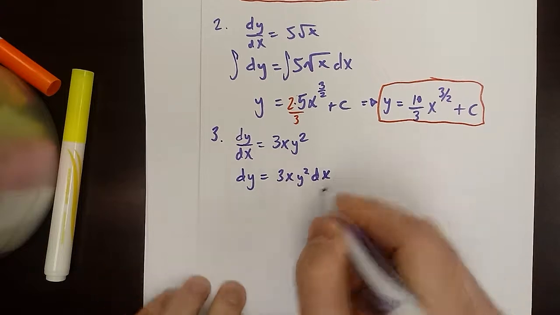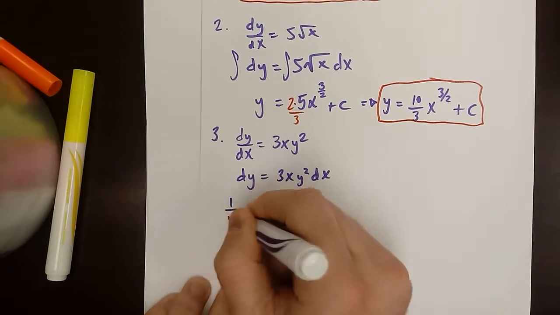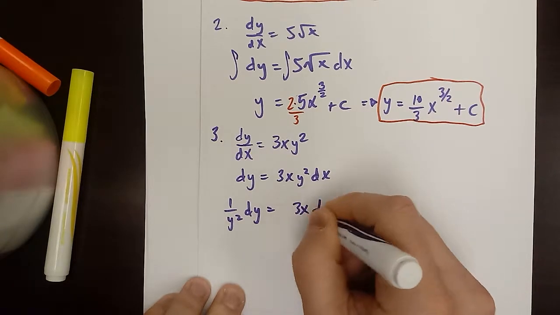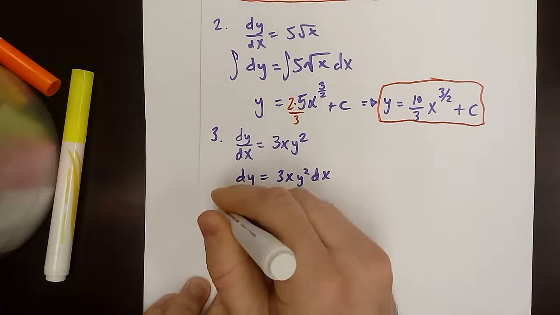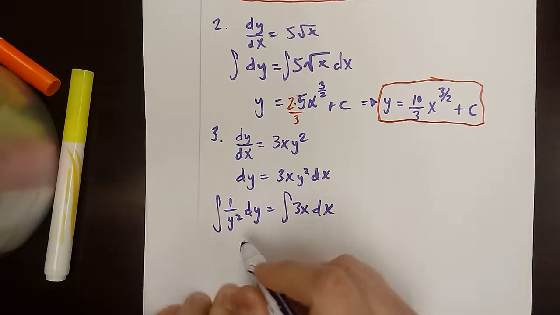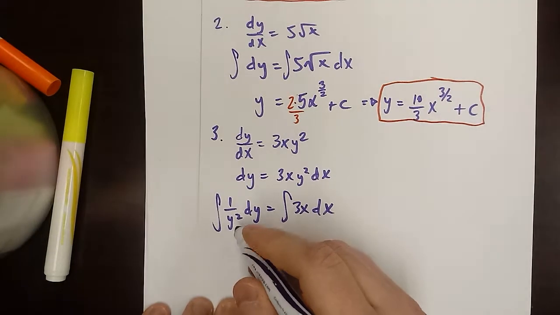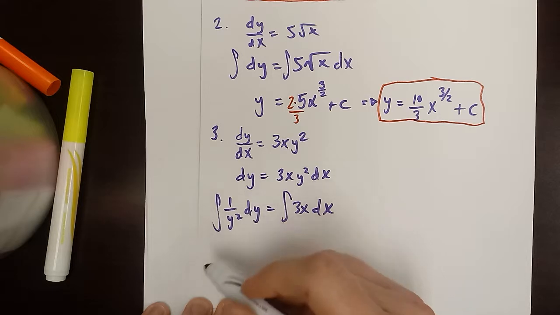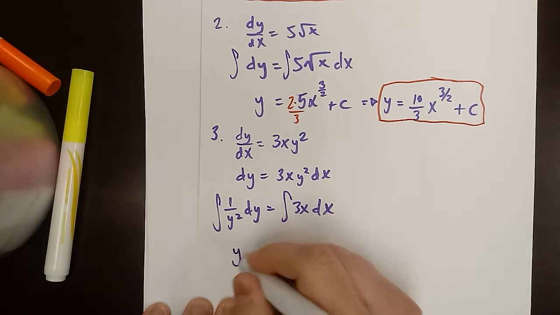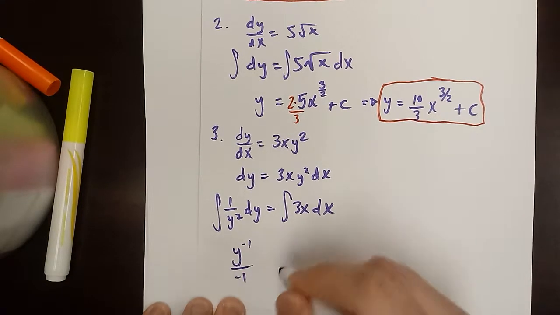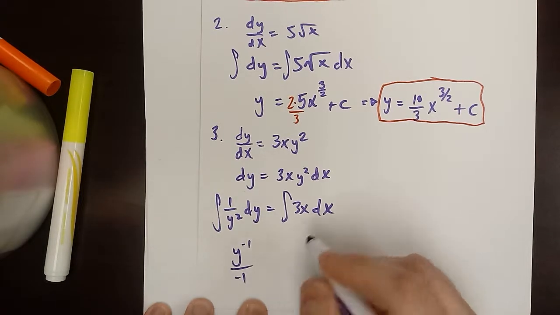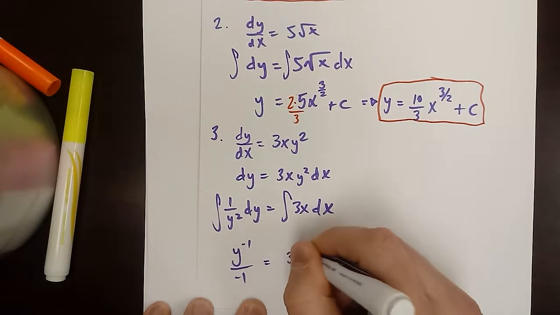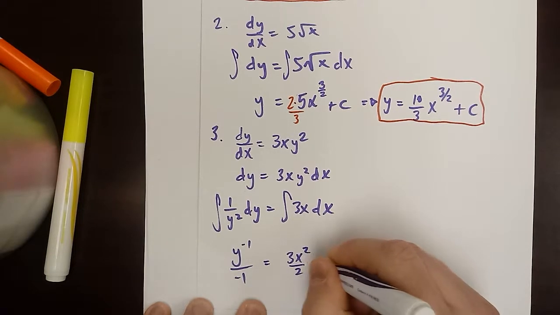We got to divide both sides by y squared. So we get 1 over y squared dy. And now we'll integrate both sides. Over on the left-hand side, well, this is y to the negative 2, right? So we're going to add 1 to the exponent and divide by a new exponent. So we get y to the negative 1 over negative 1. Really bad way to write that, but yeah. And then over here, we're getting 3x squared over 2 plus c.